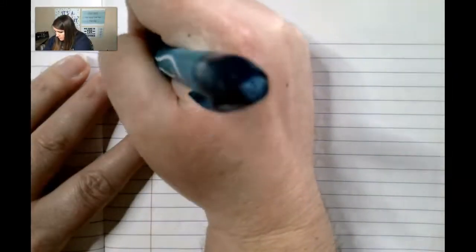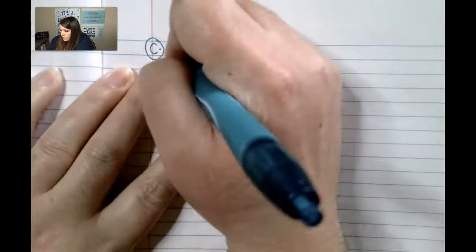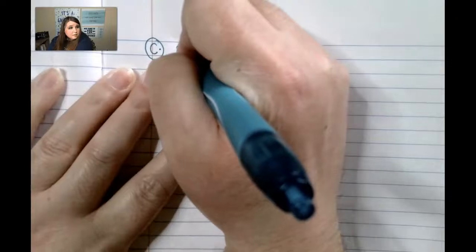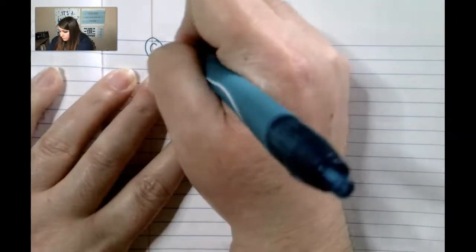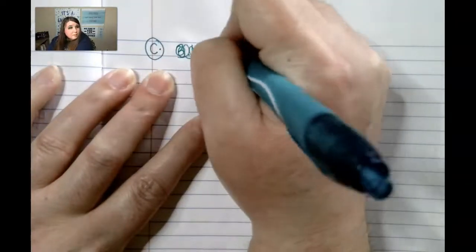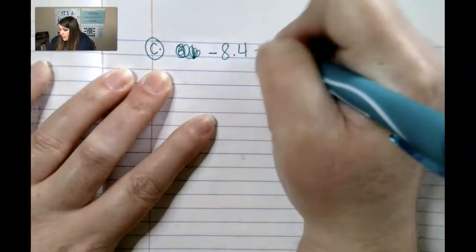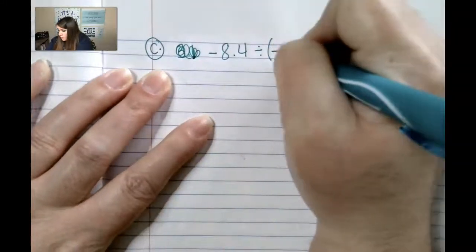So let's go ahead and look at example C. So example C that we're going to use, I wish they had done one where it was like 2 numbers on the outside, but that's okay. It says 3.6, oh no, I lied. Example C says negative 8.4 divided by negative 3.6.